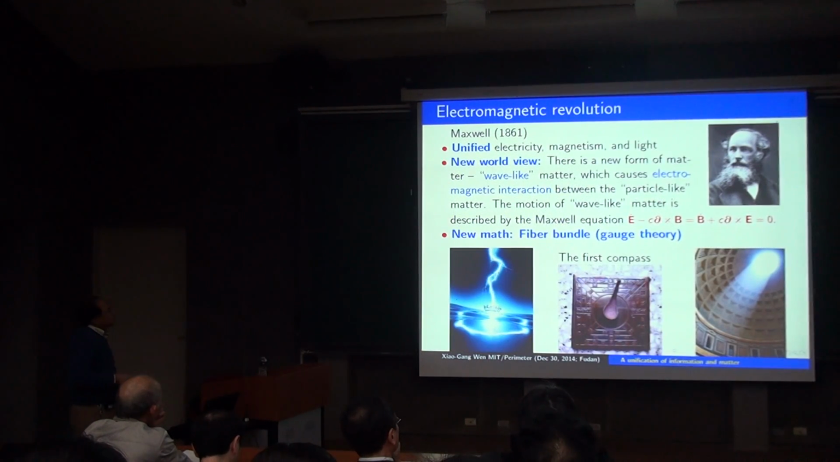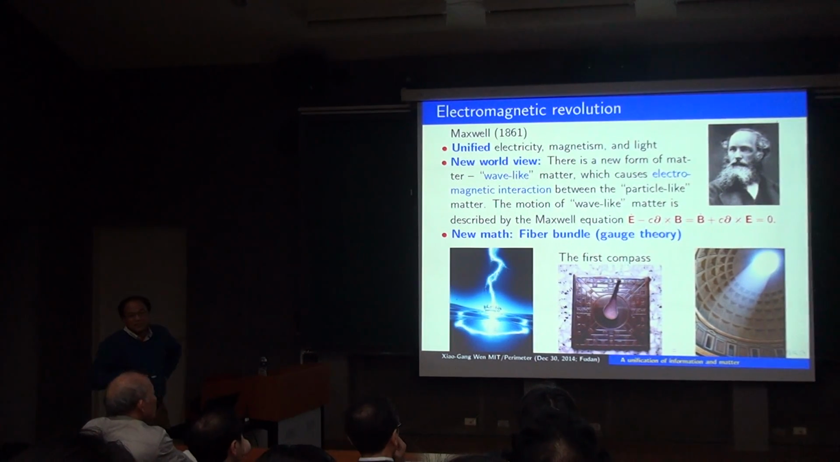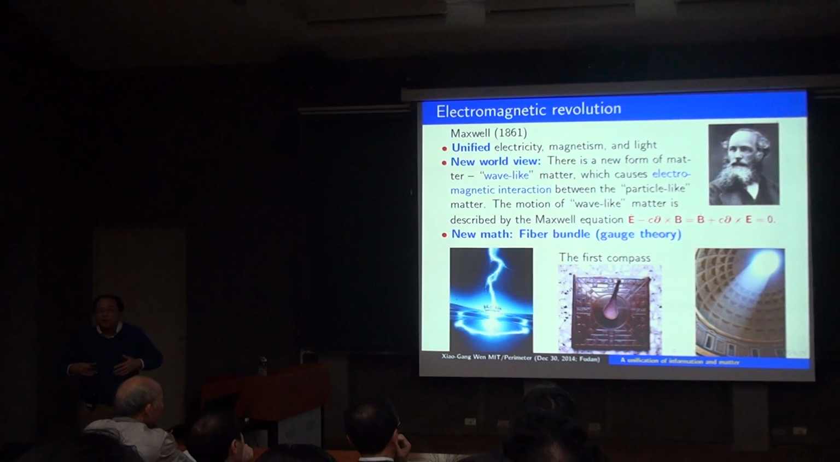And the second revolution, I would say, is an electromagnetic revolution, which unified the phenomena of electricity, magnetism, and light. And that's also quite amazing. Again, these three phenomena look quite different, but under this new revolution, they became the same kind of phenomenon. However, in this new worldview, we have wave-like matter now.